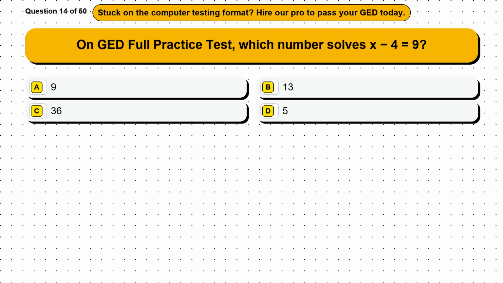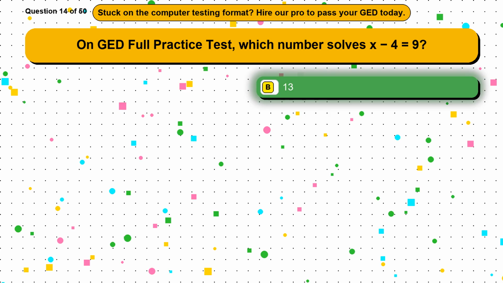Question 14. On GED Full Practice Test, which number solves x - 4 equals 9? Option A 9. Option B 13. Option C 36. Option D 5. The correct answer is option B 13.